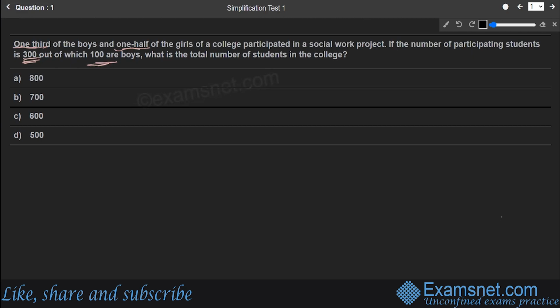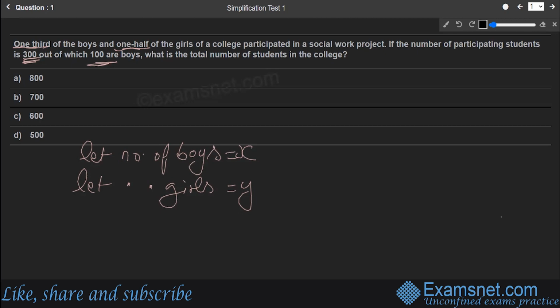Okay, so the first thing that he has said is there are a number of boys, so let us assume the number of boys are x. At the same time, let us assume the number of girls equal to y. So these are the two things. Boys are x in number, girls are y in number. Now let us see what he has given.